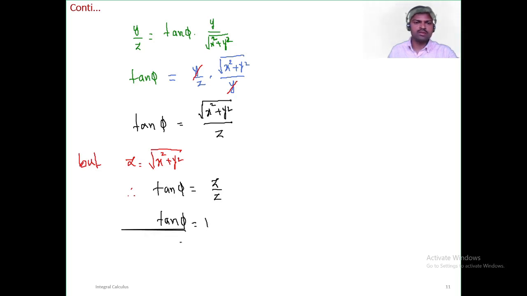That means what is phi value? So therefore phi value is pi by 4. So indirectly here phi is equal to pi by 4 means it is a cone equation in terms of spherical polar coordinate system. So this is a cone equation in spherical polar coordinate system.